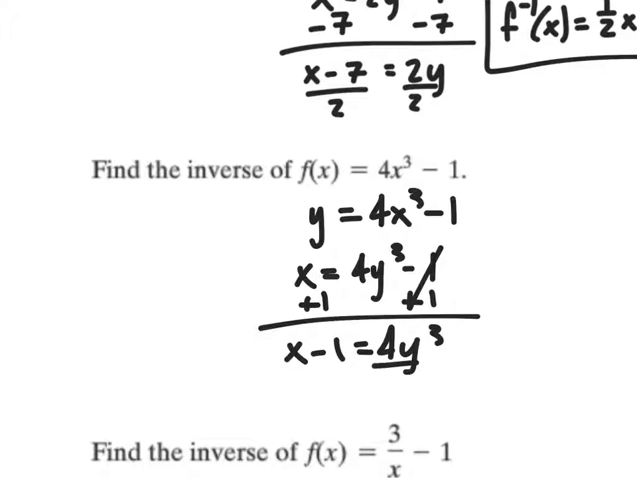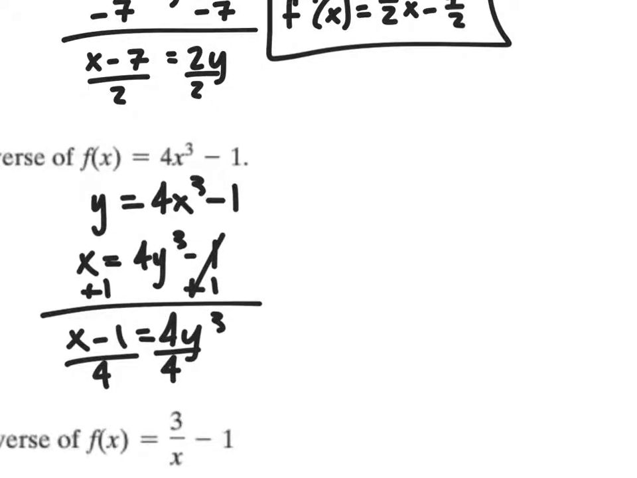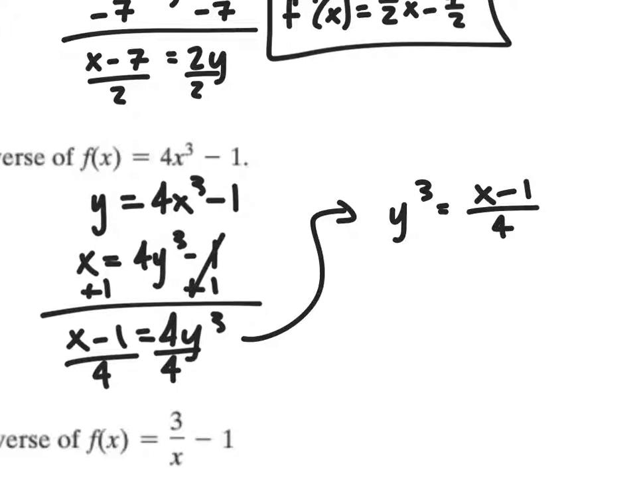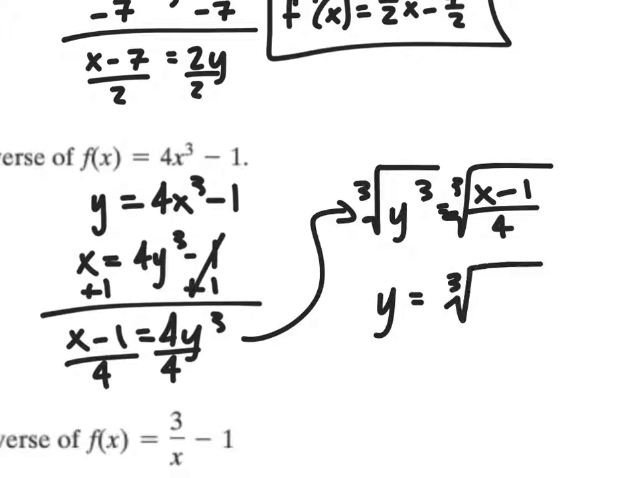I'm going to divide everything by 4. Now I'm just going to leave it like that fraction. I'm not going to separate that out. And so I'm going to get that y cubed is equal to x minus 1 over 4. And then I'm going to take the cube root, which is the opposite of cubing. And so when I do that, that's going to give me y is equal to the cube root of the entire quantity, x minus 1 over 4. And that's my function.